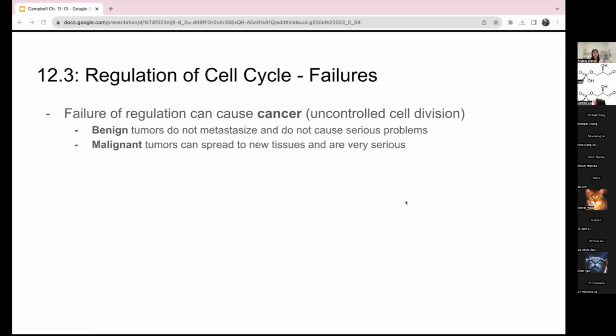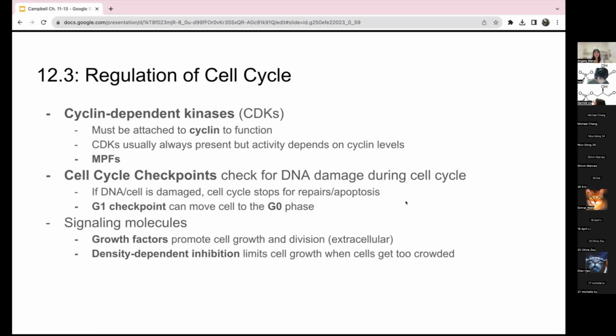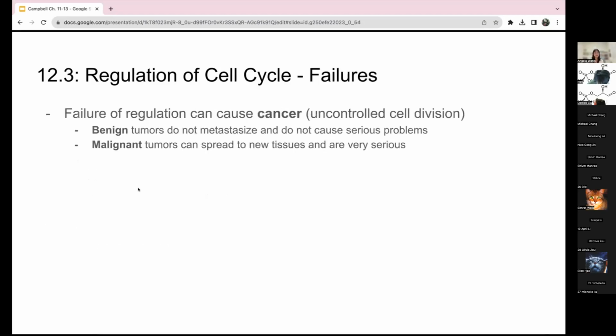Okay, so failures of regulation during the cell cycle can cause cancer, which is uncontrolled cell division. So basically, when these processes fail, the cells can start dividing uncontrollably, and that is basically cancer. There are two types of tumors that can form. The first type is benign tumors, and these tumors are local and don't metastasize or move to new areas.